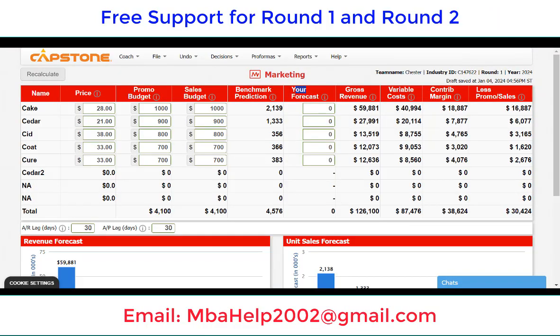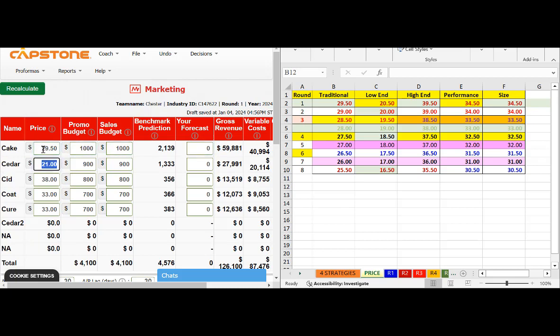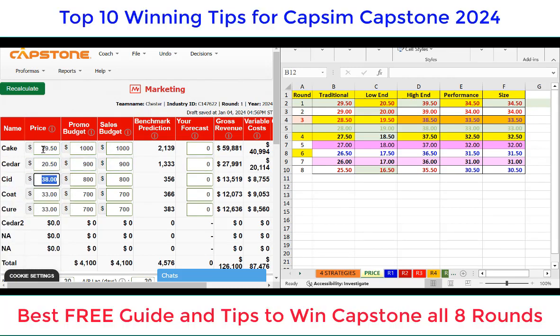So we are going to set the price again. Remember to download and use the free Excel file so we can keep track of the price for each round. Each round we reduce the price by 50 cents to maintain the competitiveness and top sales.